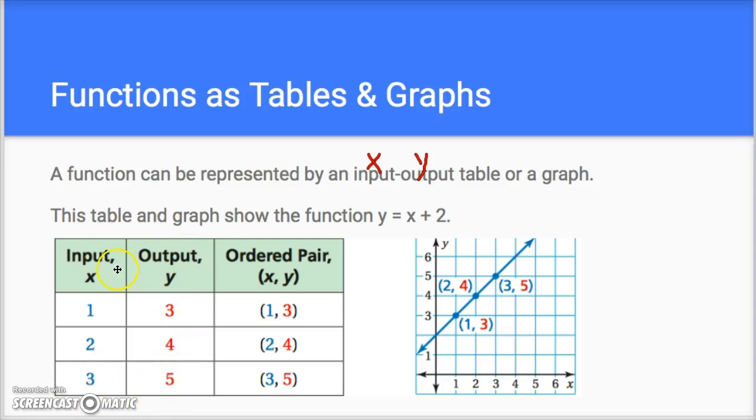Now, what that has created, and they've made another column over here, is a column for the ordered pairs. And remember, it's always x, y, alphabetical order.